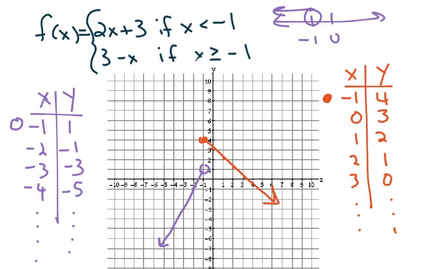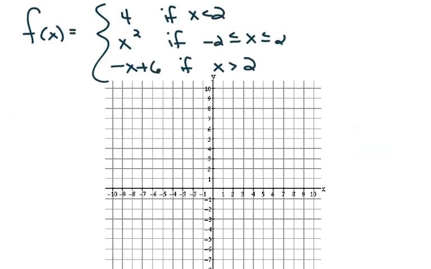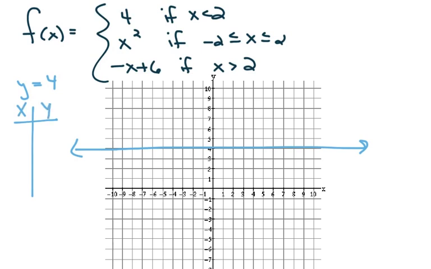But those were linear equations. I'm going to stick in here a quadratic and a constant. All right, let's look at this piecewise function. The first equation is really the graph of y equals 4 when x is less than 2. The graph of y equals 4 is a constant function. It's a horizontal line through 4. So remember, when you're making your table and plugging in numbers such as 2, 1, 0, negative 1, and so on, the outputs for all of these will be 4.